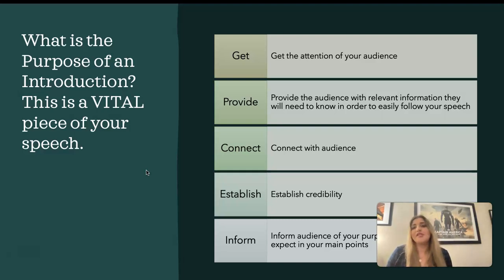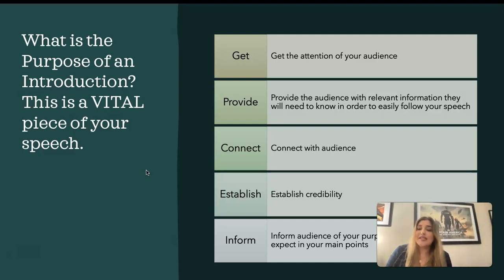This is really important. There are several different ways you can do this. You also want to provide your audience with relevant information that they will need to know in order to follow your speech, like I just said. As well as that, you want to connect with your audience. You want to make sure that you understand who your audience is, and that way you're able to connect with them, especially if this is a persuasive speech. You want your audience to know that you have their best interests at heart, that you're credible, that you want them to like you. If they don't like you, they're not going to listen to you.